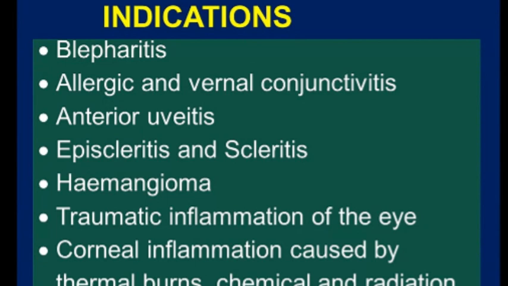Allergic conjunctivitis or vernal conjunctivitis, anterior uveitis, episcleritis, scleritis, hemangioma, traumatic inflammation of the eye, corneal inflammation of the eye caused by thermal burns. Please, I will repeat this: corneal inflammation caused by thermal burns, chemical and radiation. So these are the corneal conditions where corticosteroids can be used.